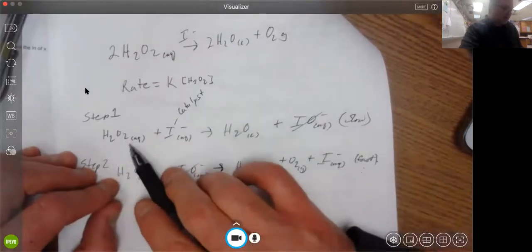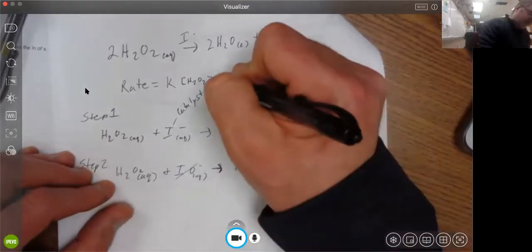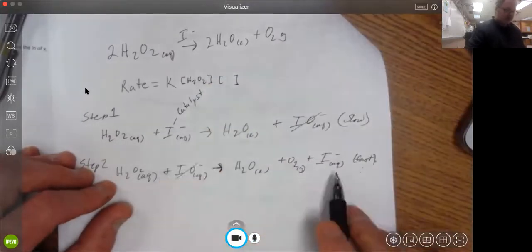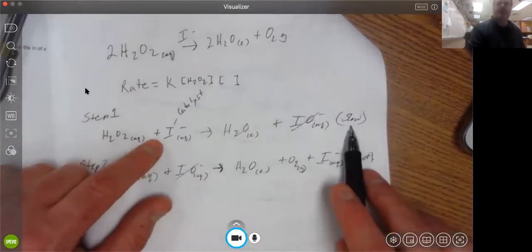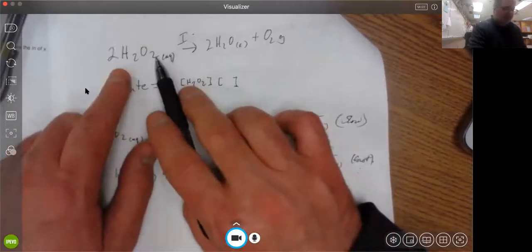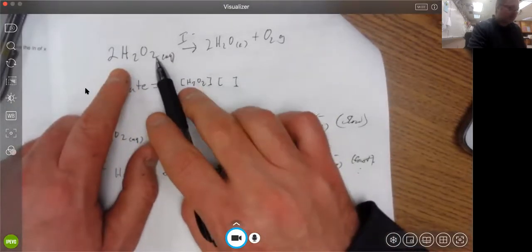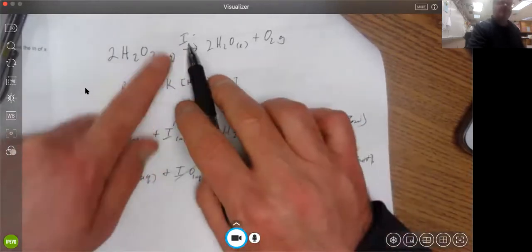So we have the H2O2 here, it is first order. And then we are going to have that catalyst. There's no way that we could get rid of this because it is in the rate determining step. It has to be there, even though it's not clearly a reactant in the overall reaction, it is present here.